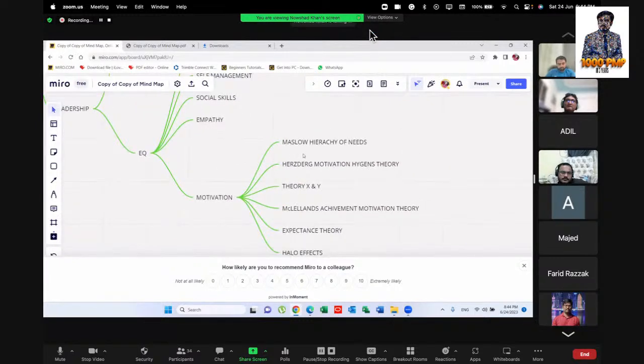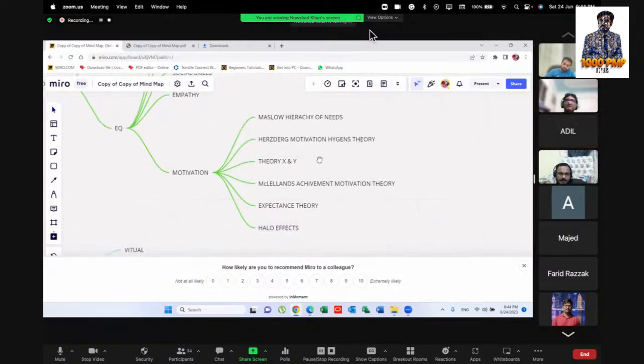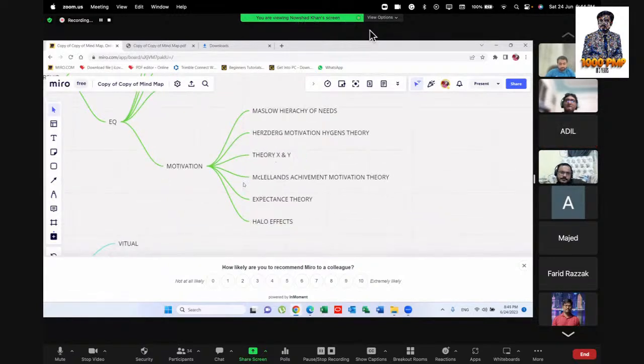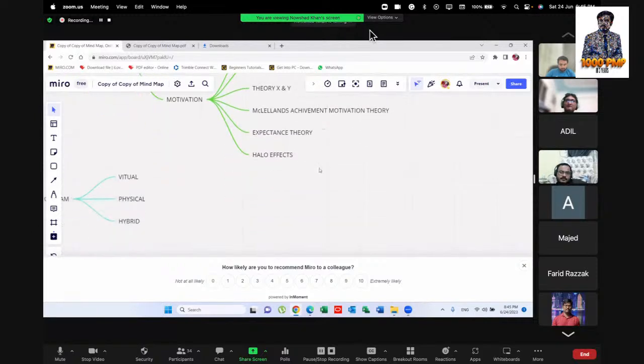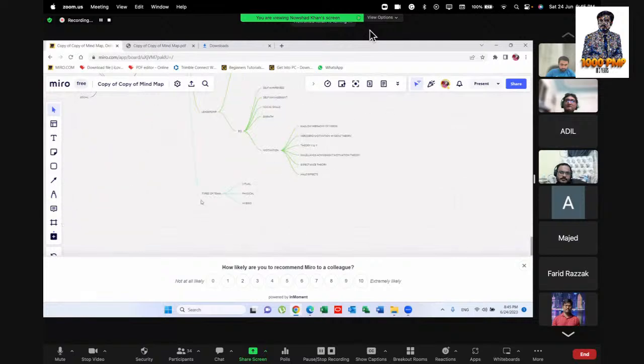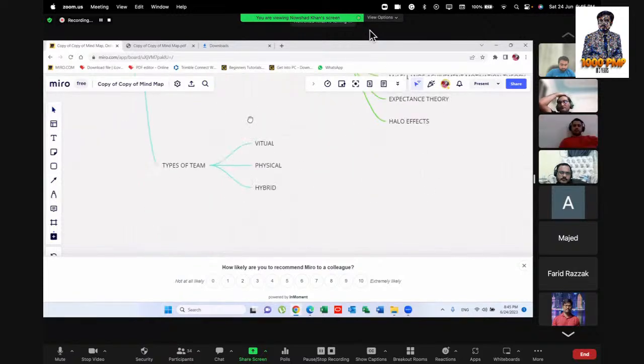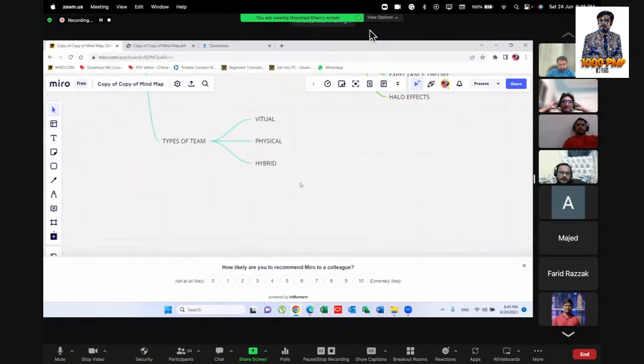In motivation, we have Maslow's hierarchy of needs theory, Herzberg's motivation-hygiene theory, theory of X and Y, McClelland's achievement motivation theory, expectancy theory, halo effect. Then we are going to types of team. We have virtual team, physical team, and hybrid.